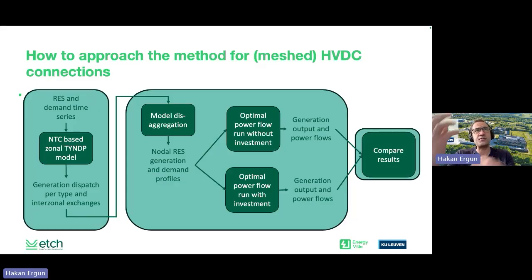With that, then we are going to go to a nodal disaggregation and to a more detailed grid model, where we are going to use some nodal renewable generation and demand profiles. And to actually conduct the cost-benefit analysis, we are going to run an optimal power flow model without the investment, and in a parallel calculation, the optimal power flow with the investment. And after that, we will be able to compare the results.